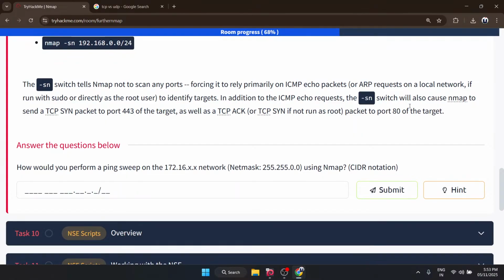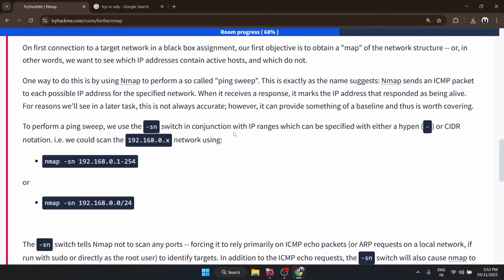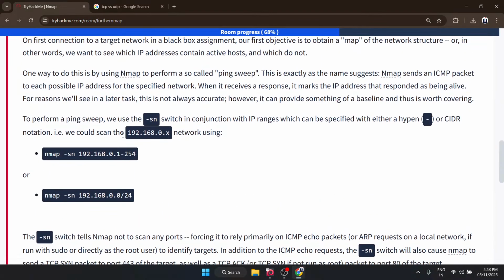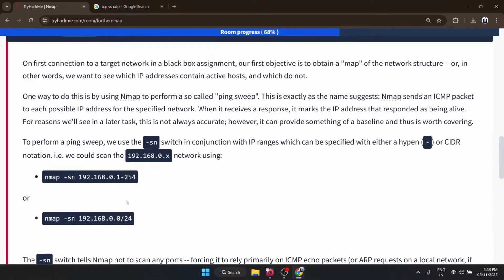Okay, it's done. The switch also causes Nmap to send a TCP SYN packet to port 443, as well as a TCP acknowledgement packet to port 80 of the target if not run as root. So here you already know about this. CIDR mask for class C is /24, for class B /16, for class A /8. That's it.